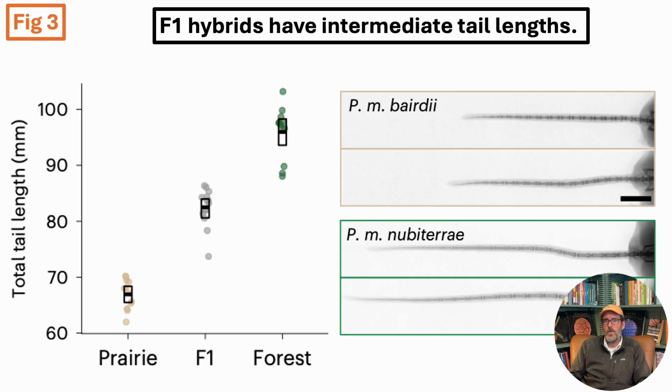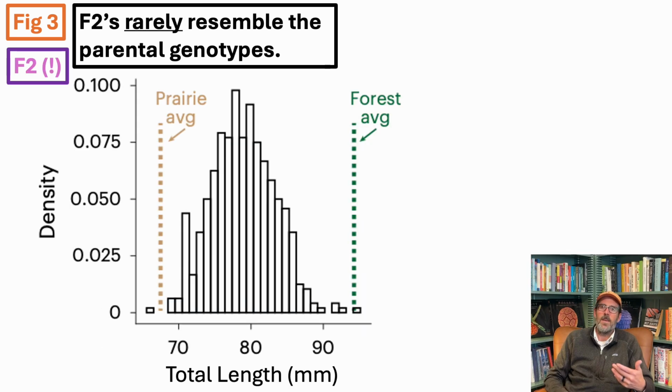All right, so F1 hybrids have intermediate tail lengths. And I got really excited at this point in the paper because I'm like, oh, what? Are they going to do a QTL study? And sure enough, they do. So they set up the F1 population, and then they breed the F1 and produce an F2 population. I put an exclamation point there beside the F2. Great job. They did an F2.